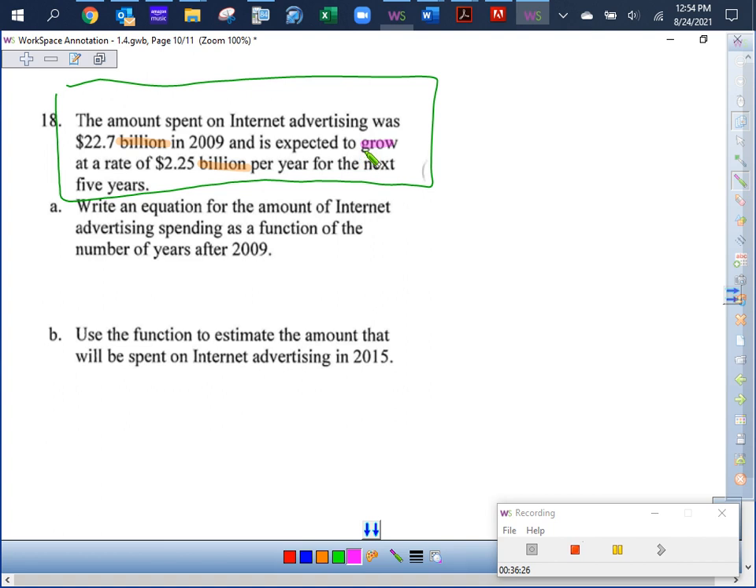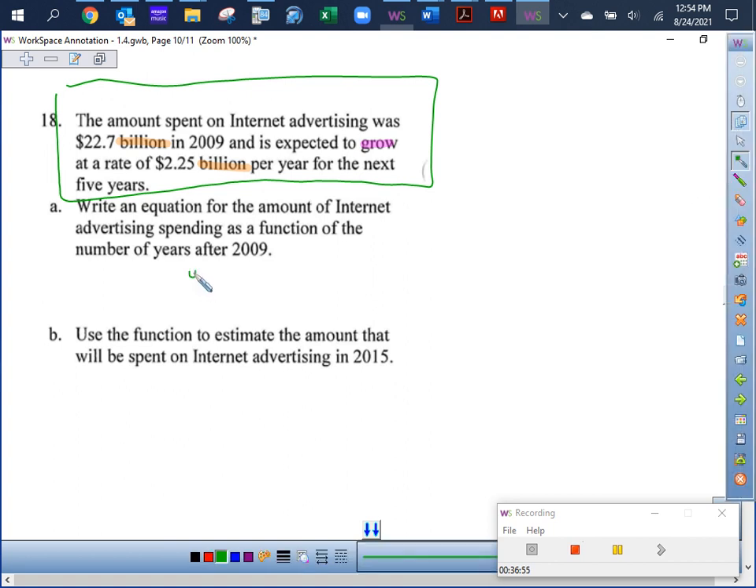Then the other thing that sometimes they give us, sometimes they don't, is the y-intercept, which is our initial starting amount. Remember, we're starting in the year 2009. Do we know how much money they spent on internet advertising in 2009? Do they give us that? That's our y-intercept then, right? So we can just rock and roll with it.